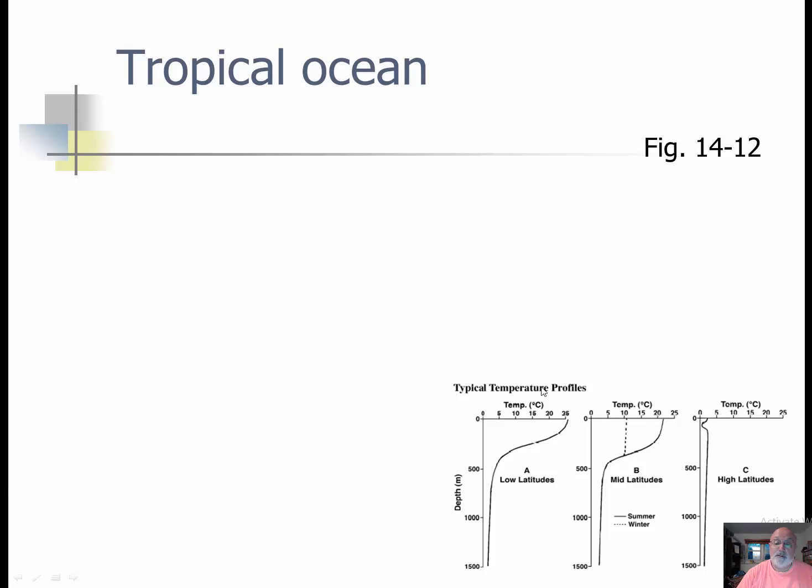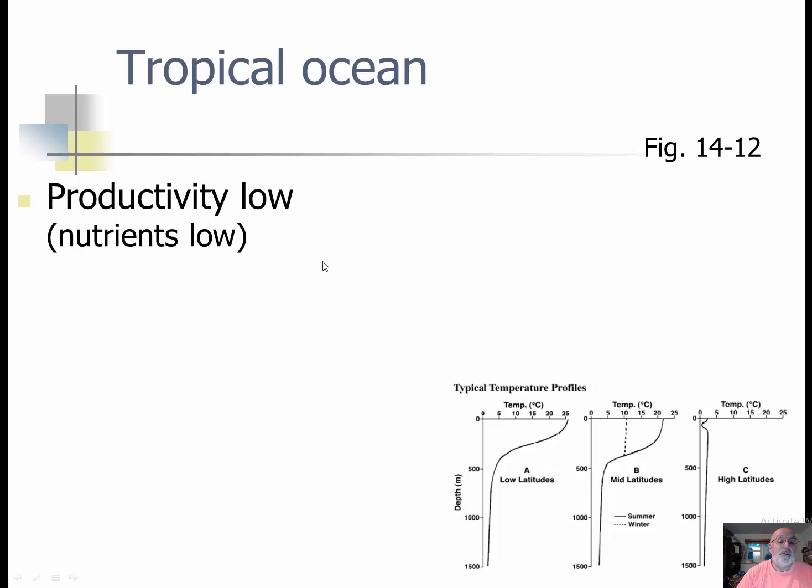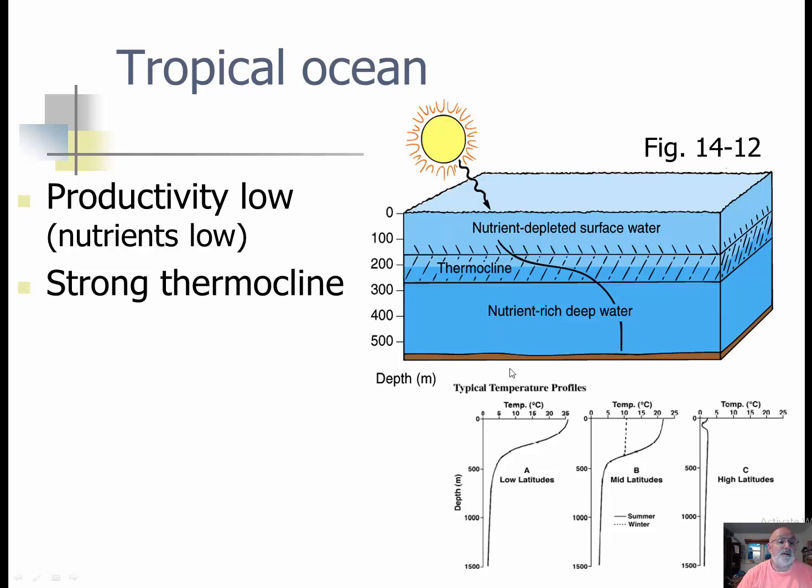So the tropical ocean, which is this one, productivity is low because we get very little mixing between the nutrient-rich water and the oxygen-rich water at the surface. So whatever nutrients there were there, the life has taken it and tied it up and then basically has disappeared. Even the life that is there, once it dies, it goes to lower depths, and it's part of that nutrient-rich water. Very strong thermocline, lots of sunlight, warms up the surface.